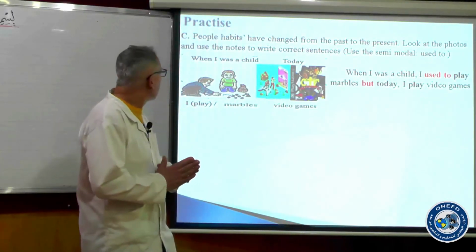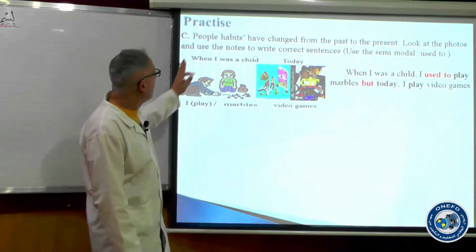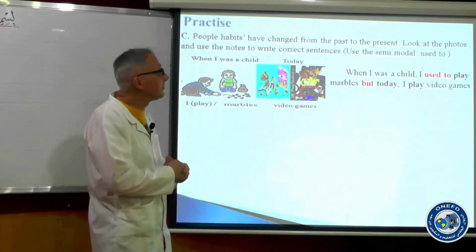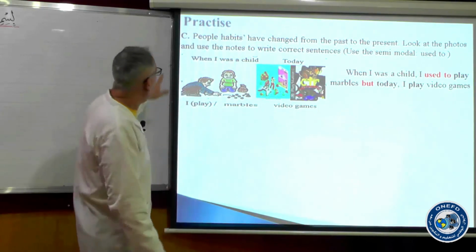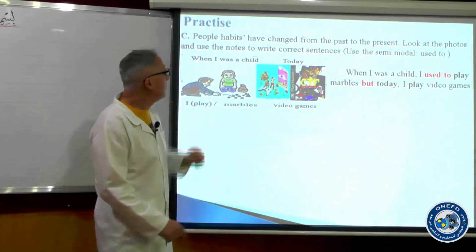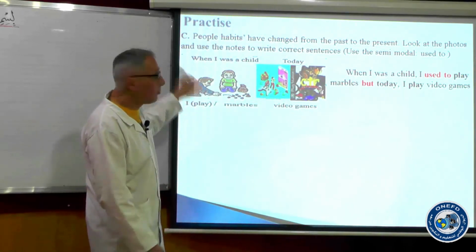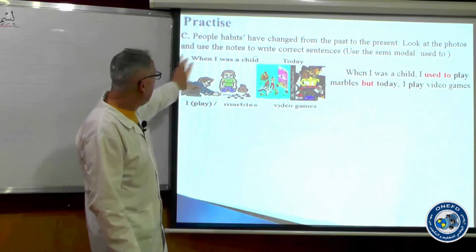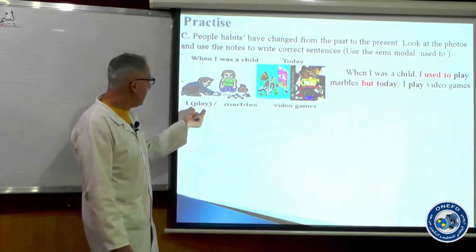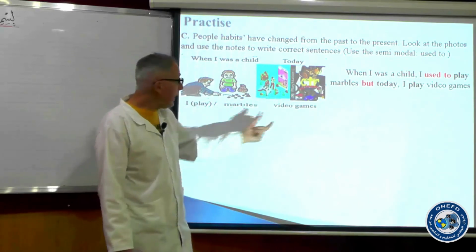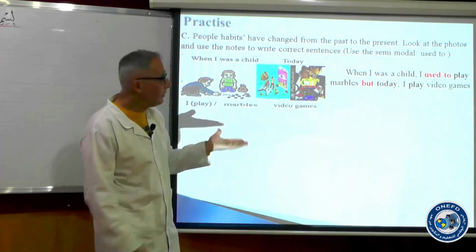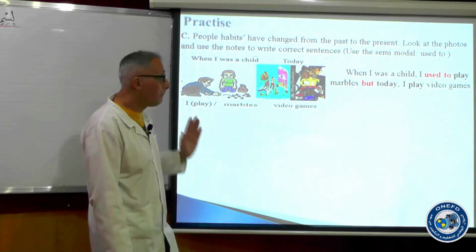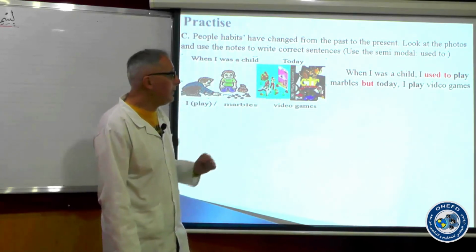Well, now we deal with the task C. People's habits have changed from the past to the present. Look at the photos and use the notes. You use the notes which are written to write correct sentences. Of course, you use your semi-model used to. Here we have when I was a child, I play marbles, today video games. What can we say? When you write, you follow this model. When I was a child, I used to play marbles, but today I play video games.